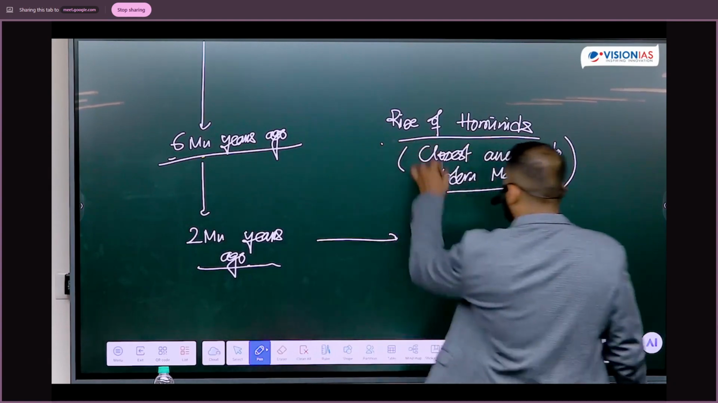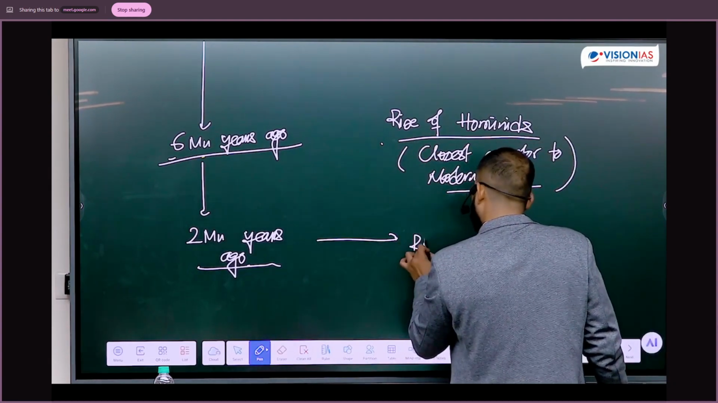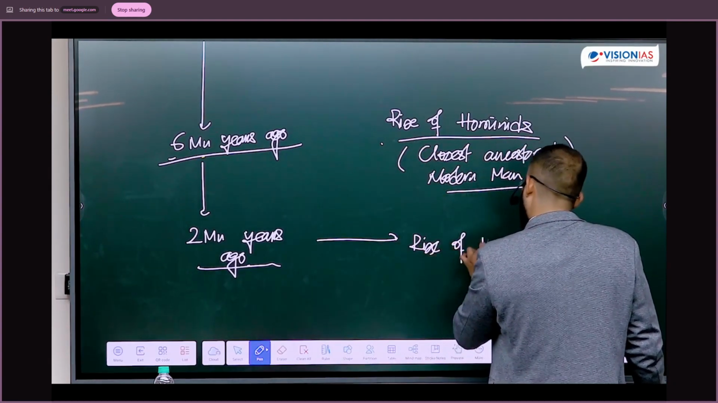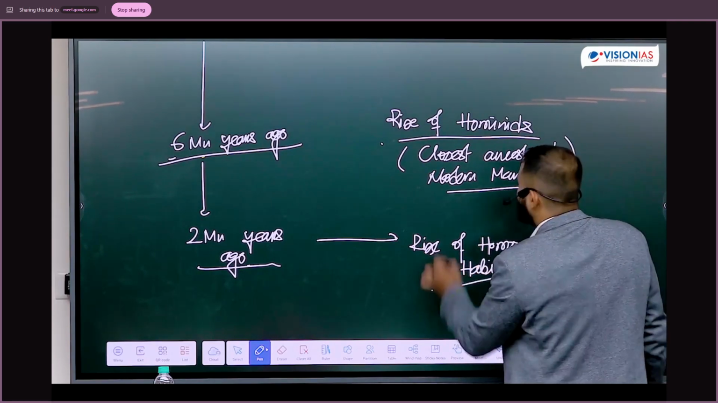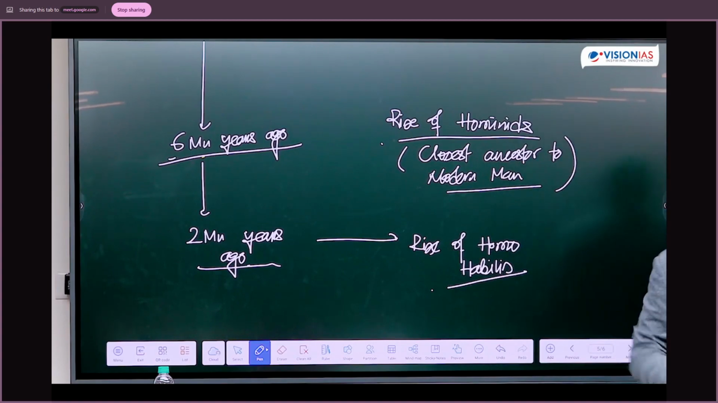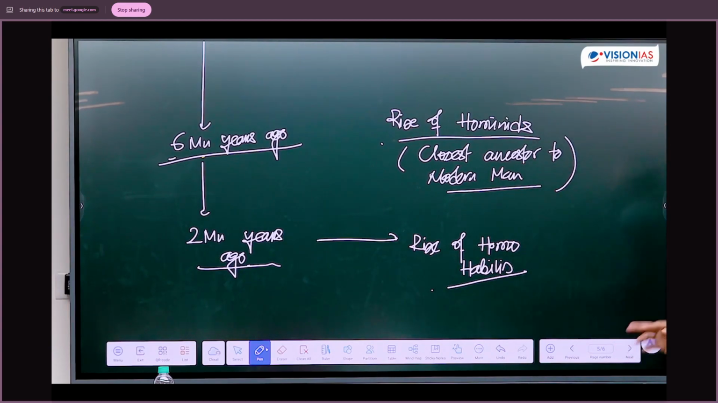What do we find from hominid? We find the rise of Homo habilis. Again, from hominid, we have the rise of Australopithecus. Australo means southern ape. That means the earliest ancestor; human developed in Africa, right? And they migrated everywhere else.